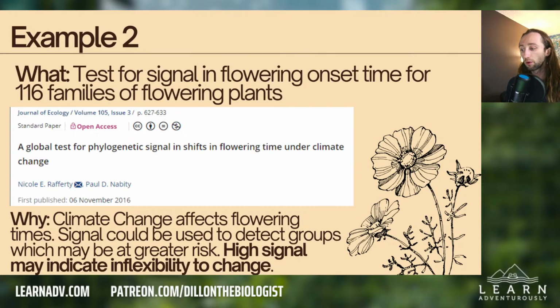Why would they do this? Well, we know that climate change affects flowering times, which could be a dramatic conservation impact for flowering species, right? The thought process being if they flower at the wrong time and their pollinators are not active, then the plant will not get pollinated, right? So we can actually use signal to detect groups that may be at greater risk. The assumption being that high signal groups of plants that have very strong signal will not be as adaptive to change, so they may be at greater risk for climate change.